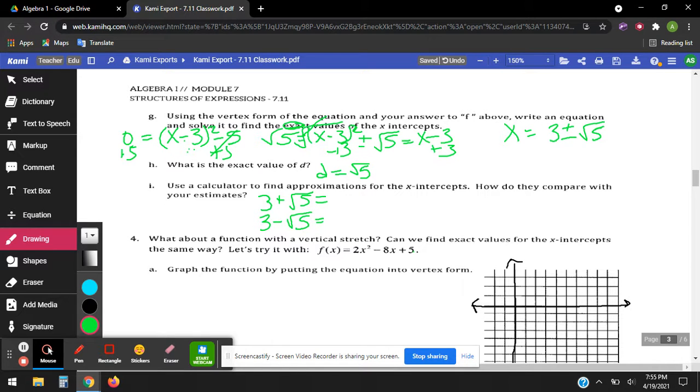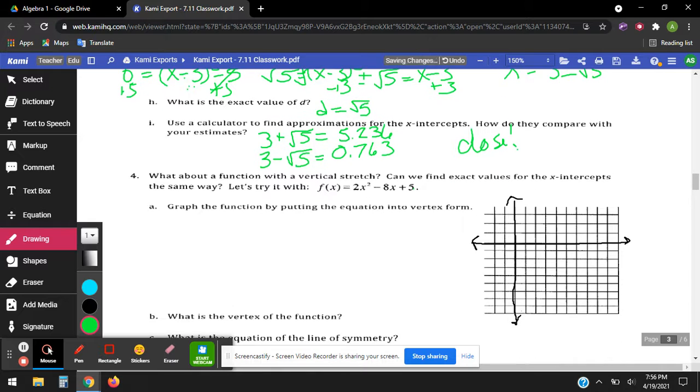So when I do that, 3 plus the square root of 5 is 5.23, and we'll go all the way to 6. And then 3 minus the square root of 5 is 0.763. So how do they compare with your estimates? Well, I said 5.2 and then 0.8. So I was close. Pretty close.